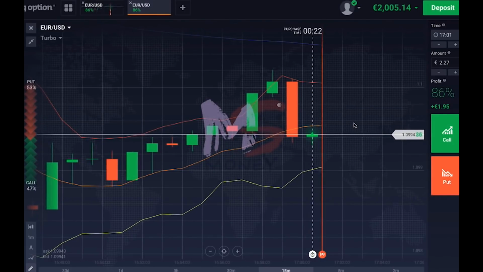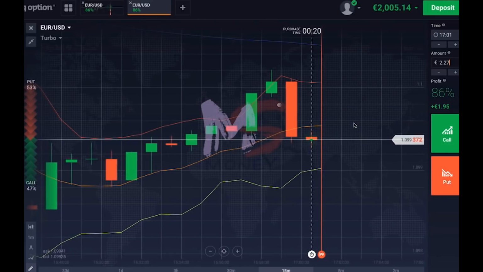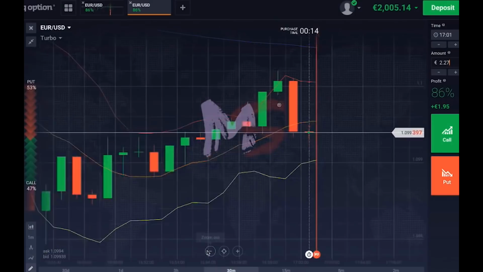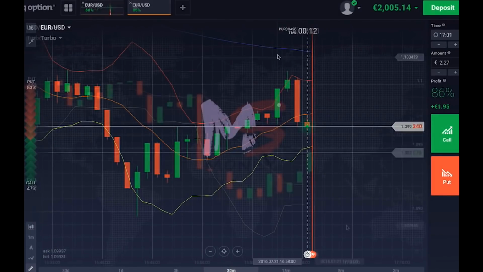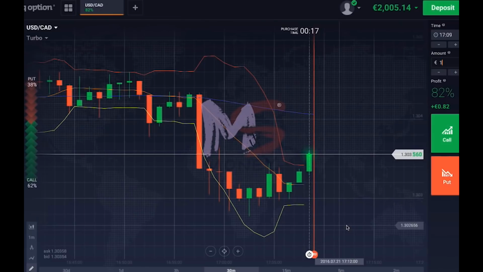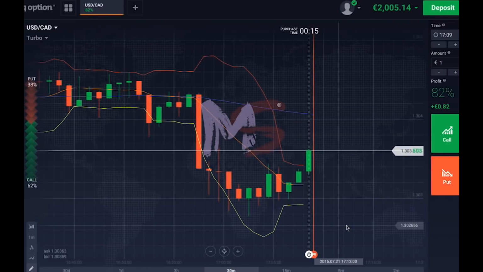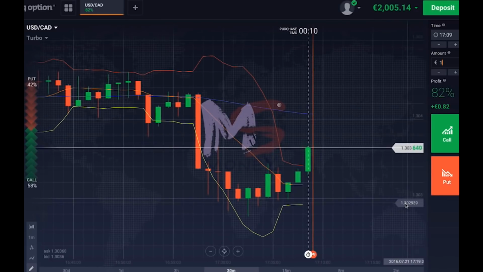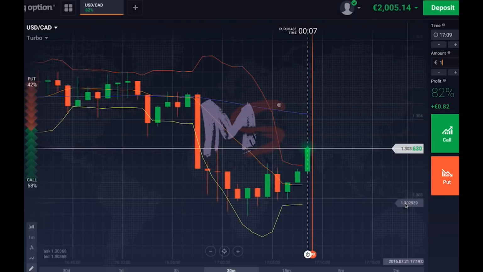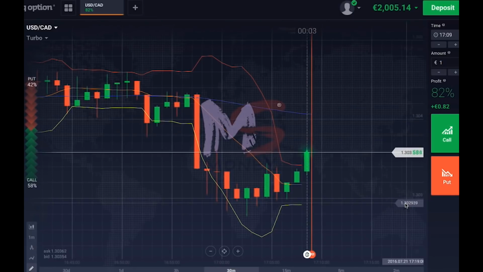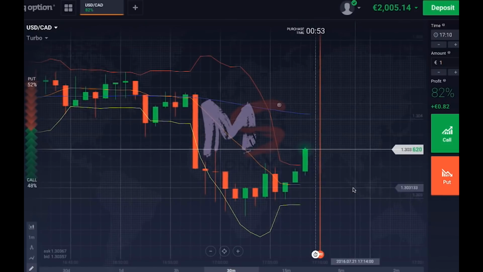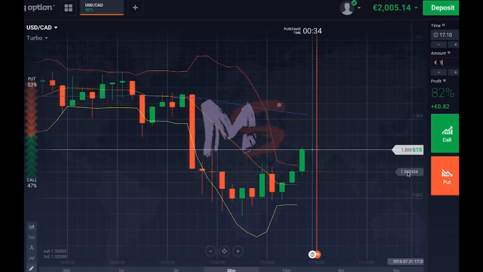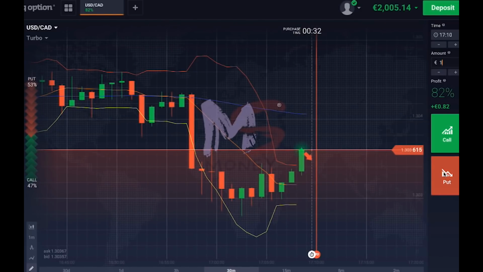Before the greetings I want to find other assets for you, only to show you that this strategy works well with all assets. I remind you that you can use this strategy also on OTC markets. Well, on the USD Canadian dollar we have a good moment. It seems that a green candle is breaking the higher Bollinger Band. Also in this case we must invest on put because the moving average is going down. I am ready to invest €1 on put. I invest on put.